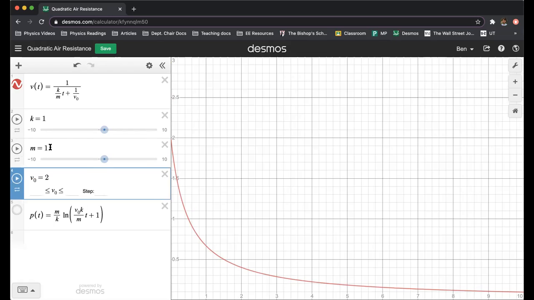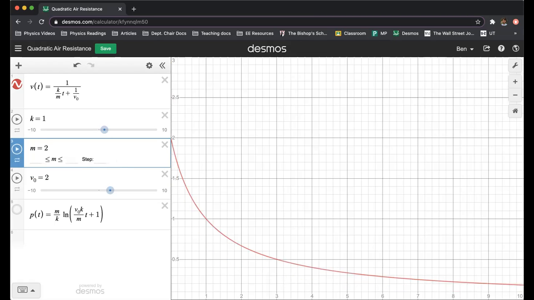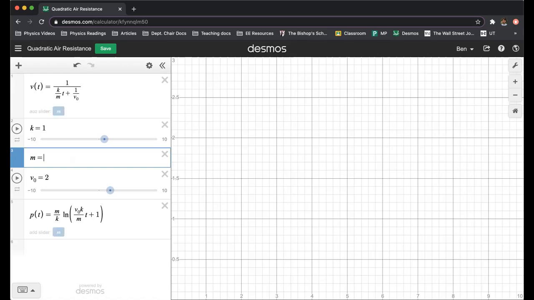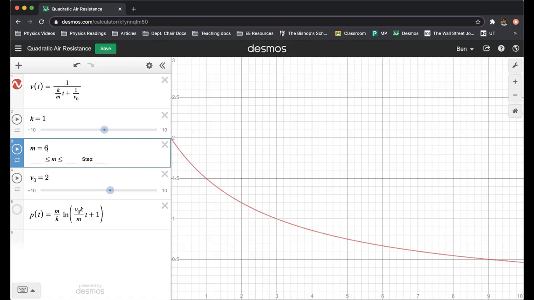Okay, so what happens if the mass is higher? If the mass is higher, we should still have the same y-intercept, but it should just be harder to slow down the block, because the inertia of the block is greater. It's just harder to change the velocity of the block. So if I turn up the mass, I should see this curve probably flatten out a little bit. If I turn mass up to 2, looks like it's flatter. What if I turn it up, up, up, like that? If I turn it way up, then it takes a long, long time to slow the block down, because there's just more and more inertia.